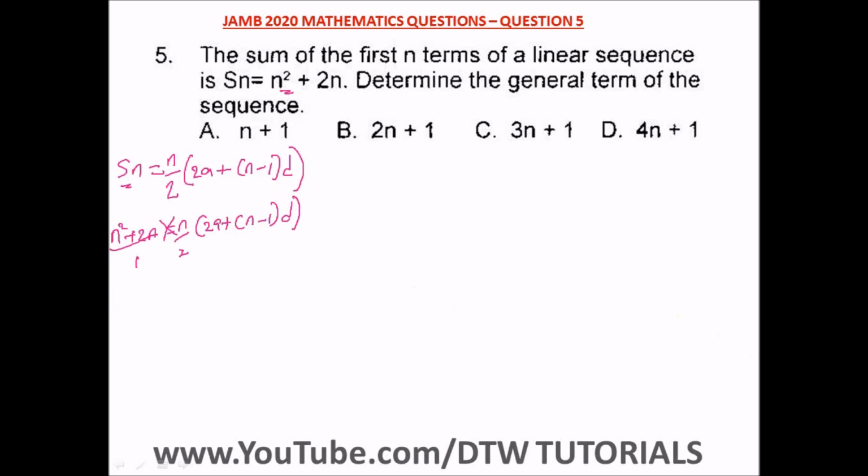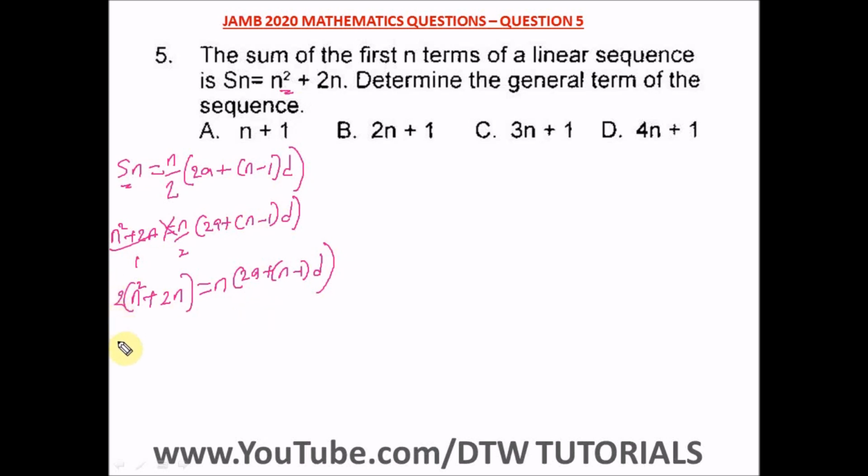So let me make that more visible. So we have 2 bracket n square plus 2n bracket close equals to n bracket open 2a plus n minus 1. Don't forget that this is also in a bracket, then d bracket close. So you see, this looks more easier and help us to get our answer faster. So let's open brackets on both sides.